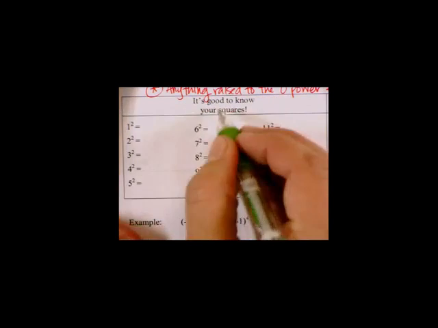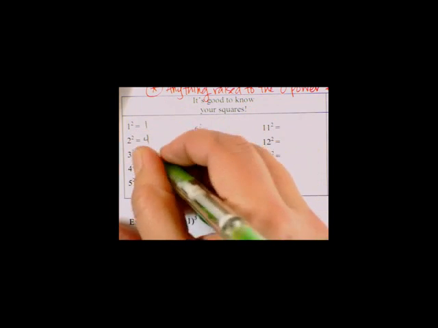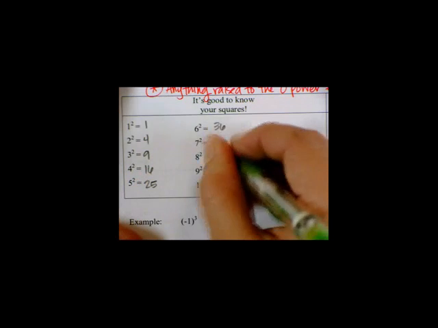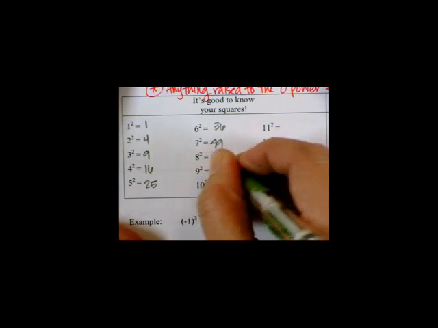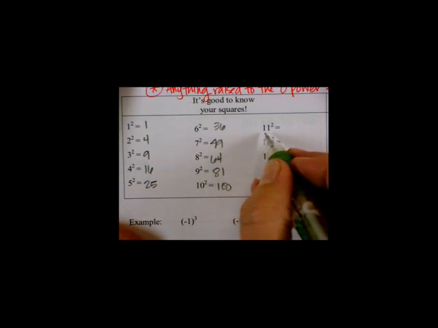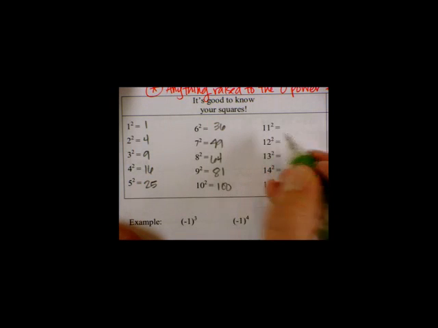It is good to know your squares. This is going to make life easier, especially down the road. Please check your answers against mine. 11 squared, this is one that I've seen quite a few people struggle with. 11 squared is actually 121.